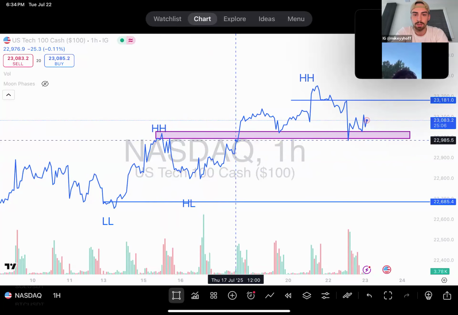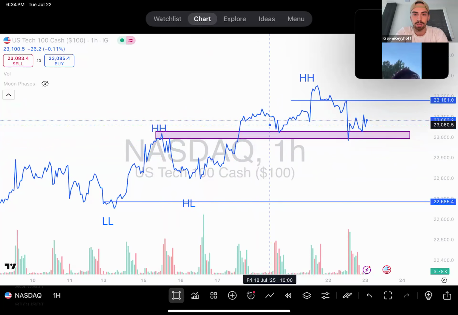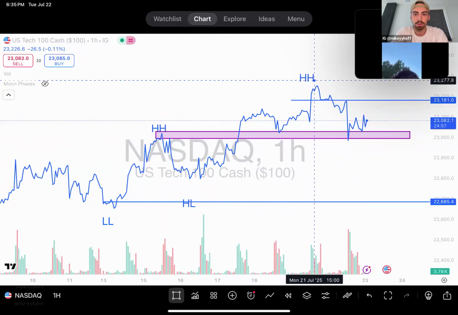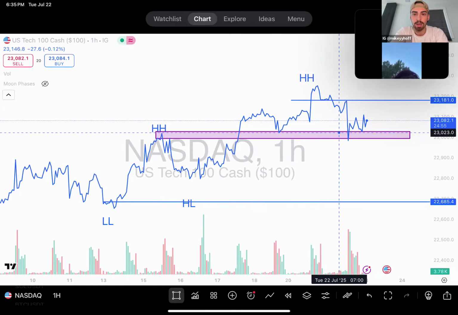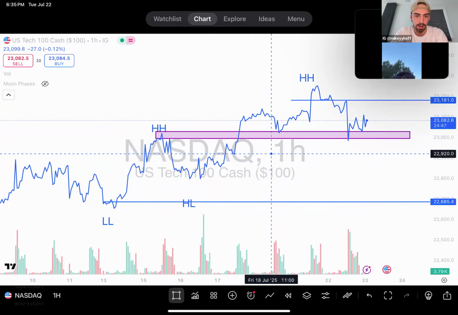And then instead of resisting here again, we actually broke through and now it acted as a support right here, right? Acted as a support. We made a new higher high, came back down, and now it's actually supporting off of that again. So we're going to look to see if we can get some kind of reaction back in the zone to get potential buys higher.